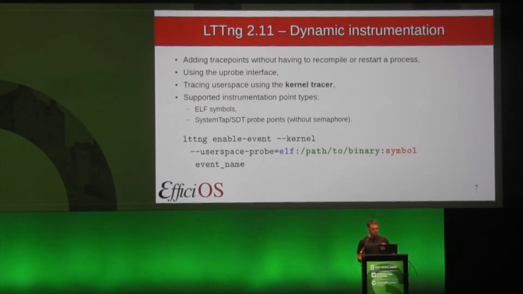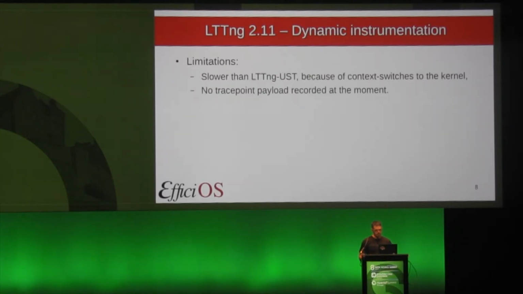But how to enable it? Even though it is a user space probe, you have to talk to the LTTng kernel tracer to enable the user space probe. Then you specify the type of probe, in this case ELF, the path to the binary, and then a symbol with the event name. The limitation of that approach is that it's slower than LTTng UST, because it involves context switches, changing privilege level to the kernel to do the tracing through a breakpoint. And currently we don't record any trace point data, so that is future work.